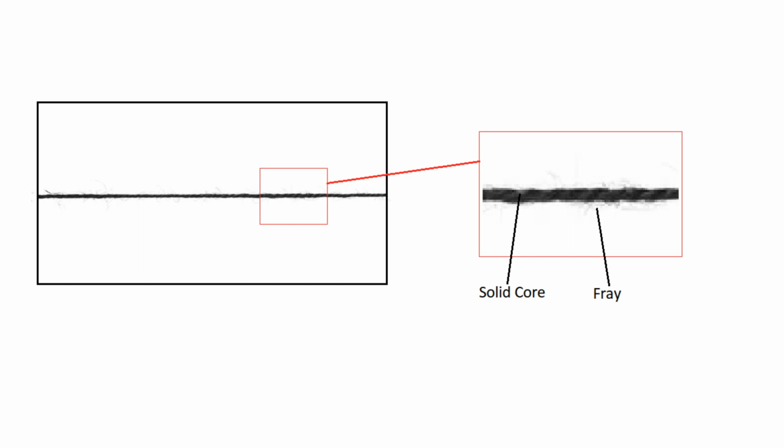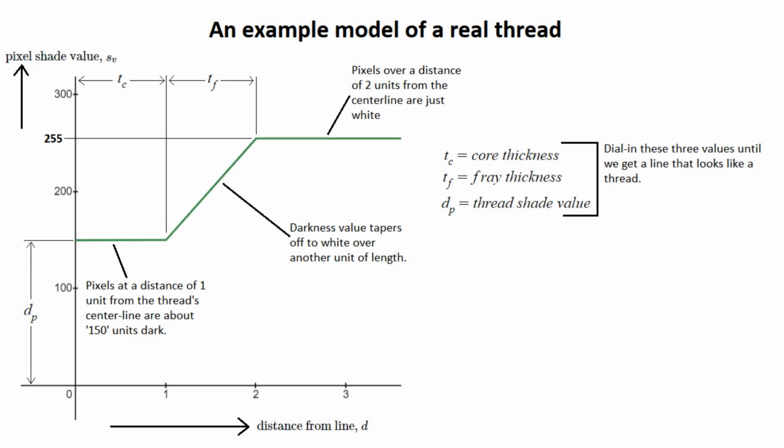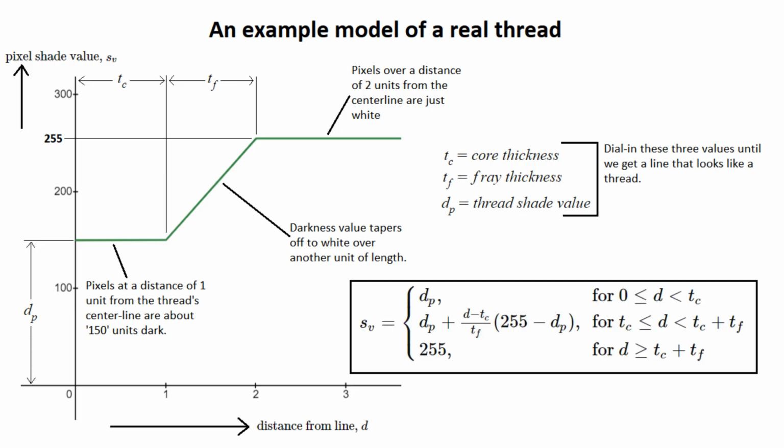Second, when you look at a thread up close, it looks like it has a solid core and a thin fray around its periphery. This could be modeled as pixels having a constant darkness for about 2 units around the line, and then the intensity quickly tapering off to white in maybe 1 or 2 pixels. What you see in this graph is just that. The x-axis measures the distance of any pixel from a given line, and the y-axis gives the measure of darkness of that pixel. We start off with a darkness intensity of 150 for pixels that are up to 1 unit of length on either side of the line, then tapering off to 255, which is essentially white or unshaded, over the course of another unit of length. Any pixel over a distance of 2 units just stays unshaded.